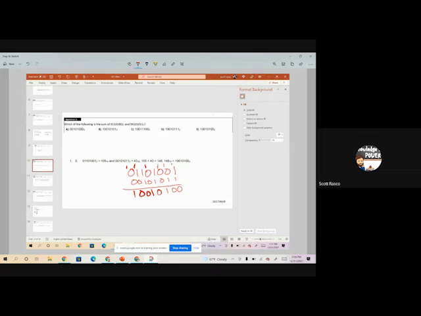And do you see how next to the number they have the little 10? Just like next to these, they have the little 2. They also do that with octal and hexadecimal.